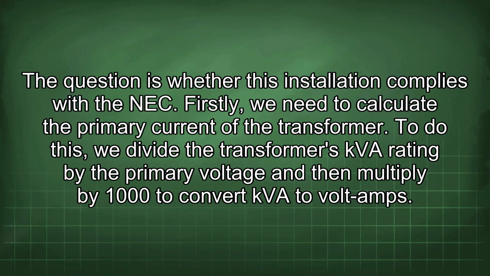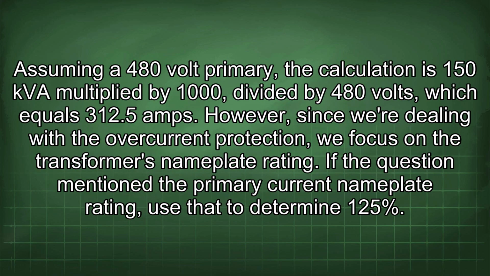Firstly, we need to calculate the primary current of the transformer. To do this, we divide the transformer's kVA rating by the primary voltage and then multiply by 1000 to convert kVA to volt amps. Assuming a 480 volt primary, the calculation is 150 kVA multiplied by 1000 divided by 480 volts, which equals 312.5 amps. However, since we're dealing with the overcurrent protection, we focus on the transformer's nameplate rating. If the question mentioned the primary current nameplate rating, use that to determine 125%.